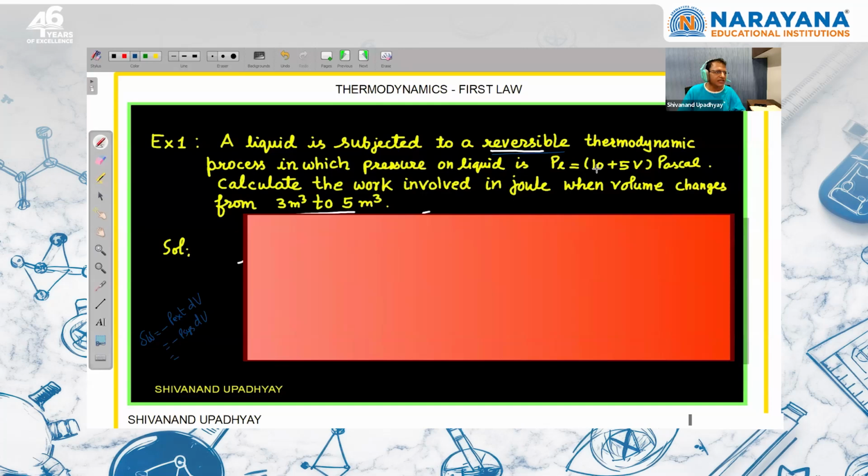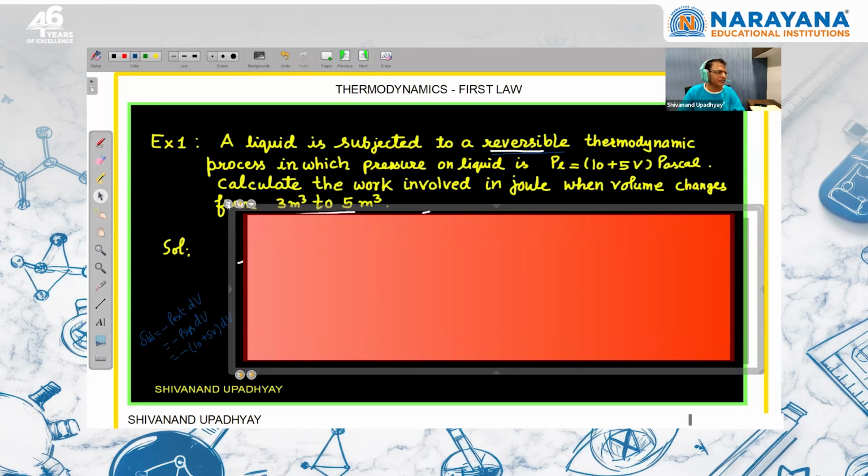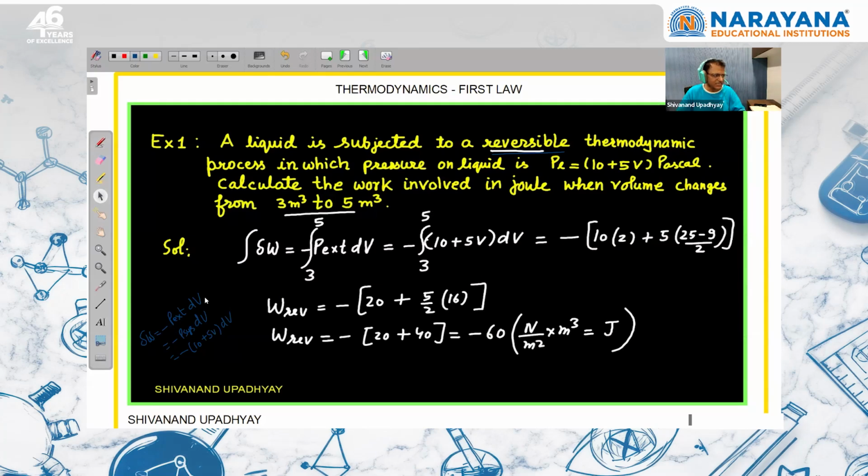अब जैसे इस पर्टिकुलर केस में p सिस्टम की वैल्यू दे रखी है कि 10 प्लस 5v into dv, and then you can integrate and you will get the work done, right? So this is related to calculate the work done. बाकी तो कैलकुलेशन है, आपको ये बेसिक्स का ध्यान रखना है.